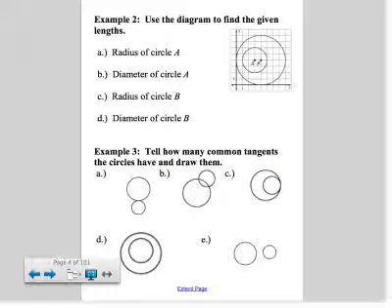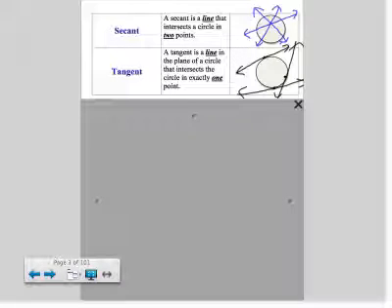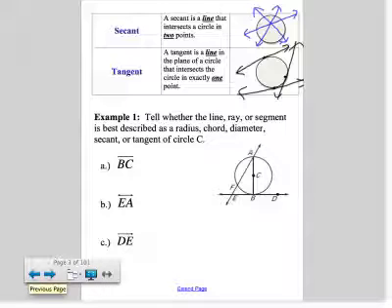All right, so I think I skipped over the first example. Is it down at the bottom here? Yeah, there it is. Okay, so it says tell whether the line, ray, or segment is best described as a radius, a chord, a diameter, or a secant, or a tangent of circle C. So if I look at segment BC, here's B, here's C, so I'm looking at this segment. That segment goes from the center point to a point on the circle.